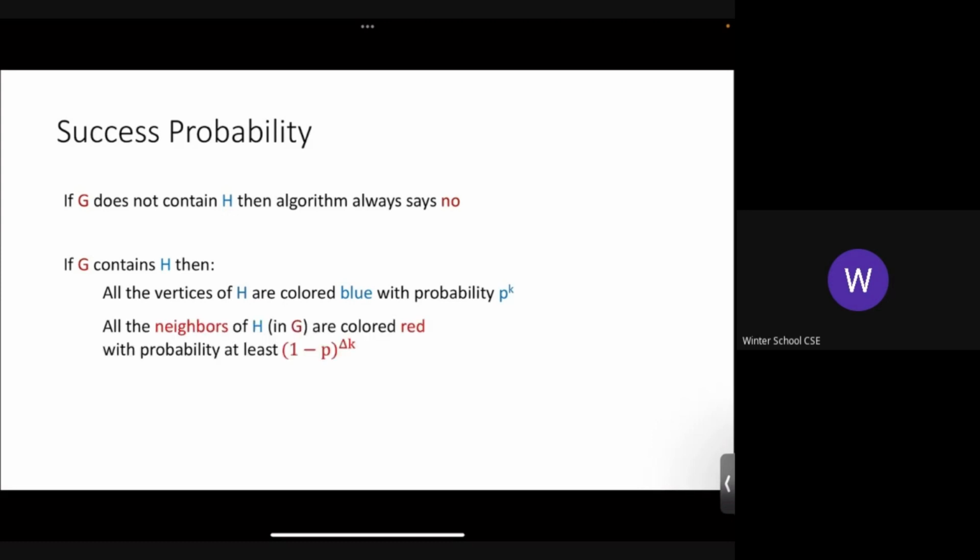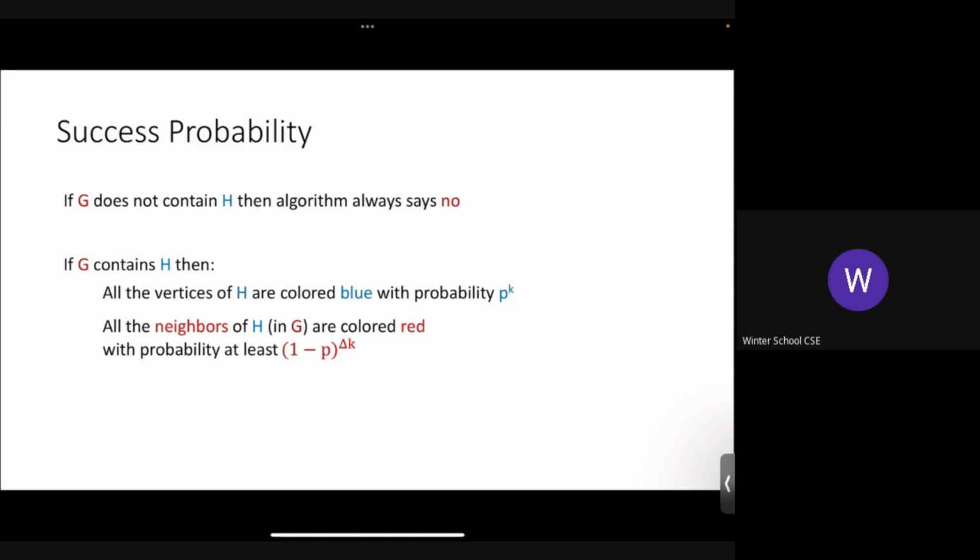Now let's look at the probability that all neighbors of H are colored red. Here the degree bound comes into play, because how many neighbors can a set of k vertices have? I have two probabilities: I color vertices blue with probability P, and red with probability 1 minus P. So I have at most delta times k neighbors.